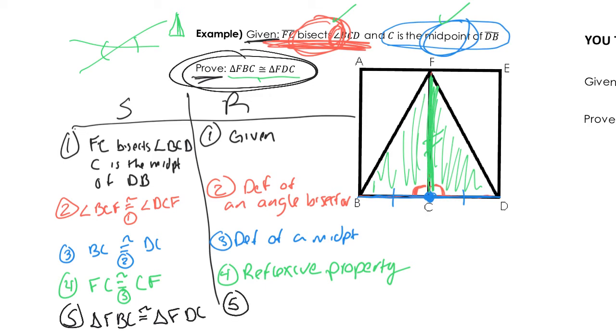And what is the postulate? So this is why the tick marks are so important. I got one blue side equal to the other blue side. The red angles are equal. And then that green side is equal. So the postulate is side angle side.